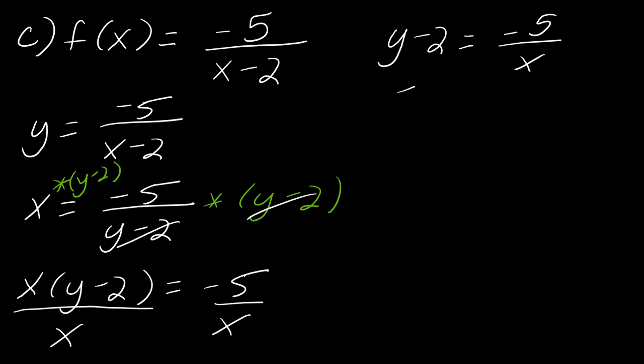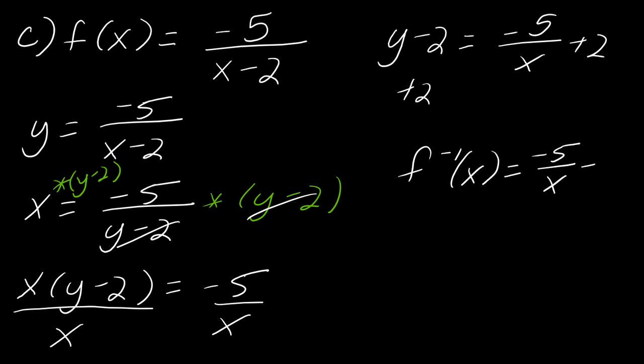And now I can see that to finish this, I can just add the 2 to both sides. So my inverse in this case will be negative 5 over x plus 2. So that'll be my inverse.